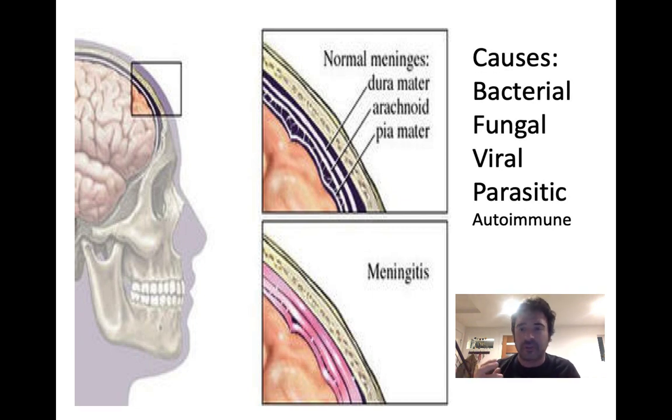The most dangerous is probably bacterial. And there are vaccines for this. In fact, many universities require you to get a vaccine for meningitis, but it can also be caused by fungal infections, viral, parasitic infections. You have autoimmune meningitis. There's multiple causes of meningitis.